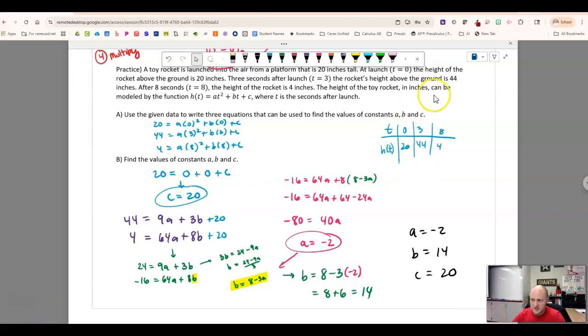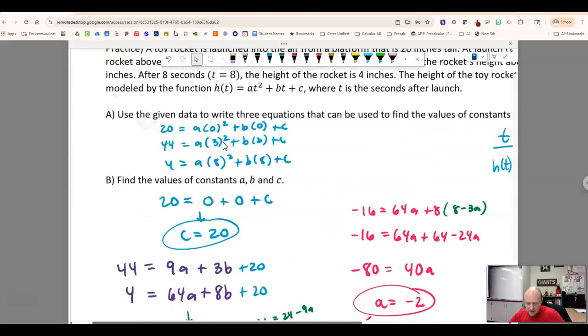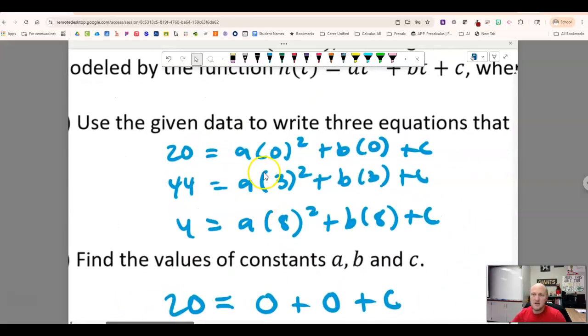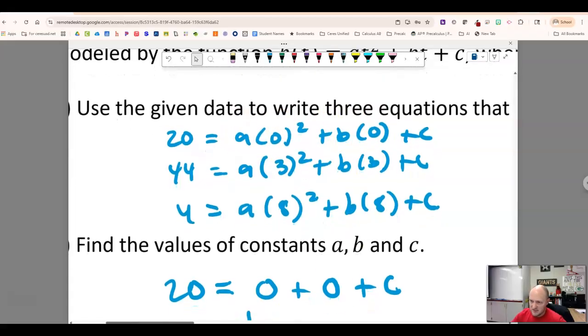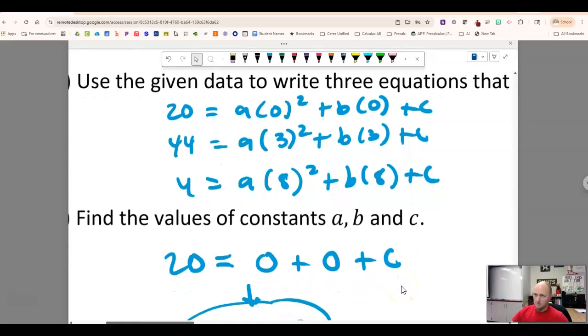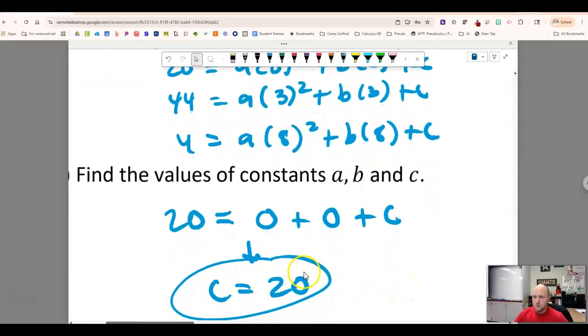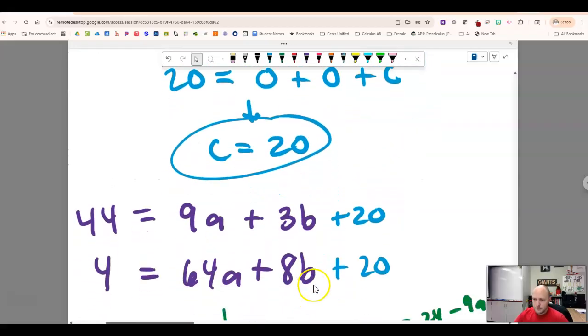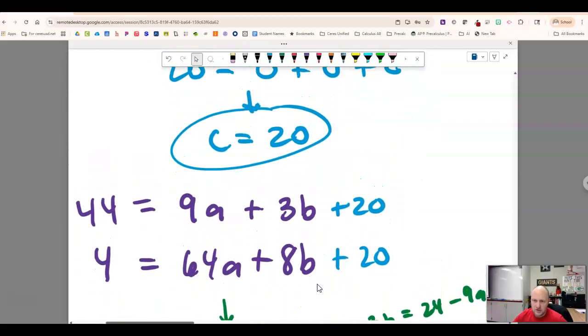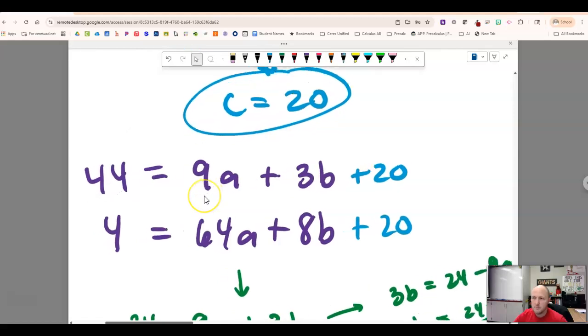But your equations, again, we can enter this information. I like this example because they gave us a t equals 0 value, which is an initial value. I love inputs of 0 because they erase lots of coefficients. And so you'll notice here that with our input of 0, we end up getting 20 equals 0 plus 0 plus c. What does that mean? It means that c is equal to 20. Now that I have that, I can replace it in my other two equations. I know that 44 is equal to 9a plus 3b plus c. Well, c is 20. 4 equals 64a plus 8b plus 20. So now I have a system here that I can go ahead and solve.